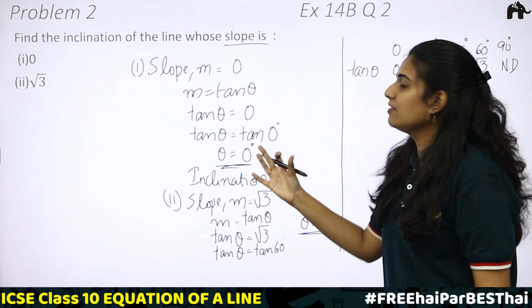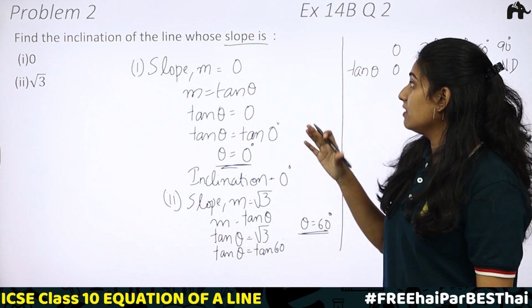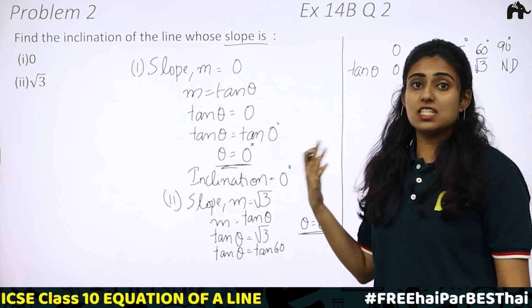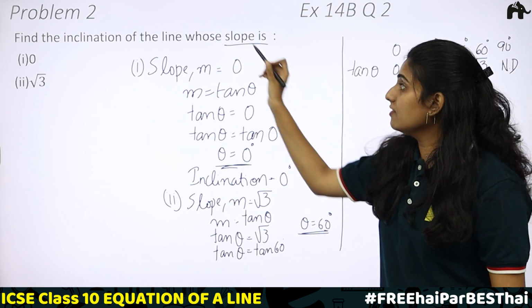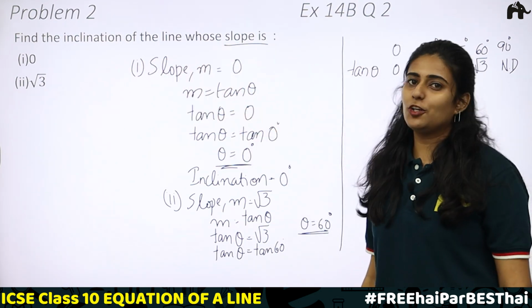Okay, that is just the reverse thing we are finding from the first question. In the first question, we were given the inclination and we determined the slope. Here, slope is given and we are finding the inclination. Clear? Let's move on to the next problem.